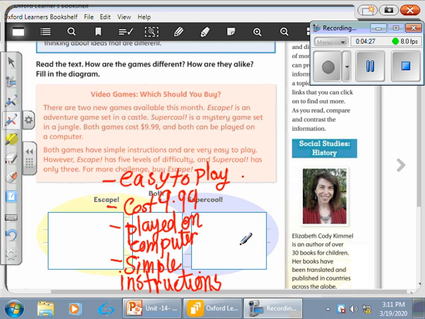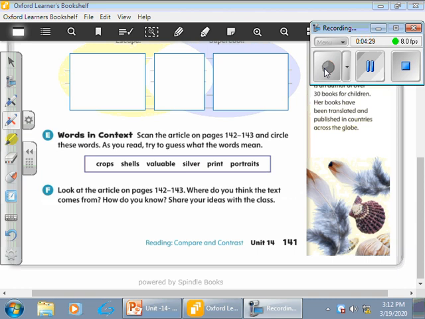Now let's move to the words in context. I want you to repeat the words after me to know how to pronounce the words correctly. Are you ready? Let's go. Crops, shells, valuable, silver, print, portraits.